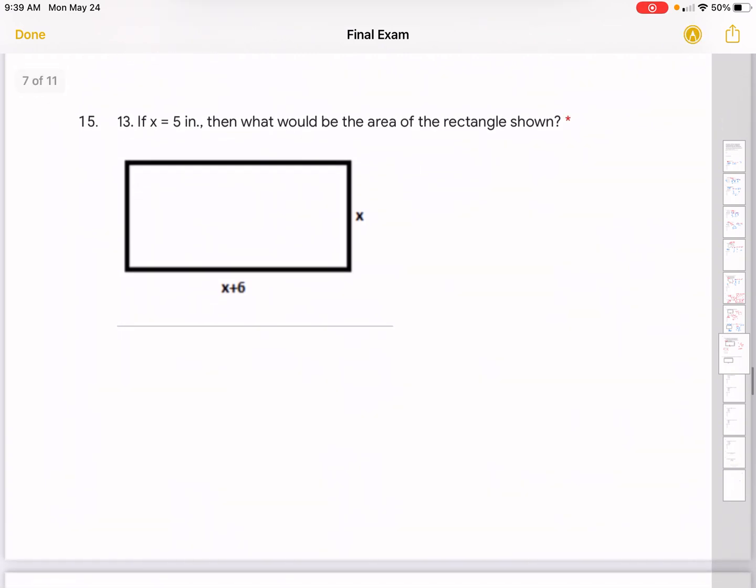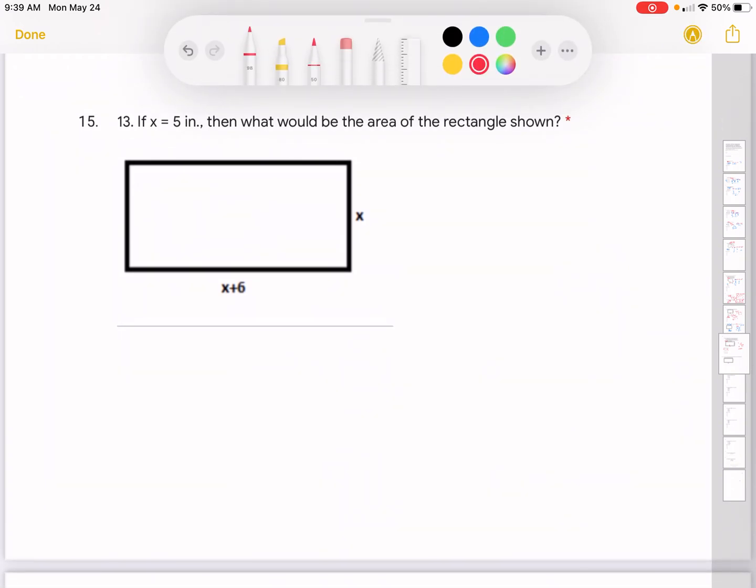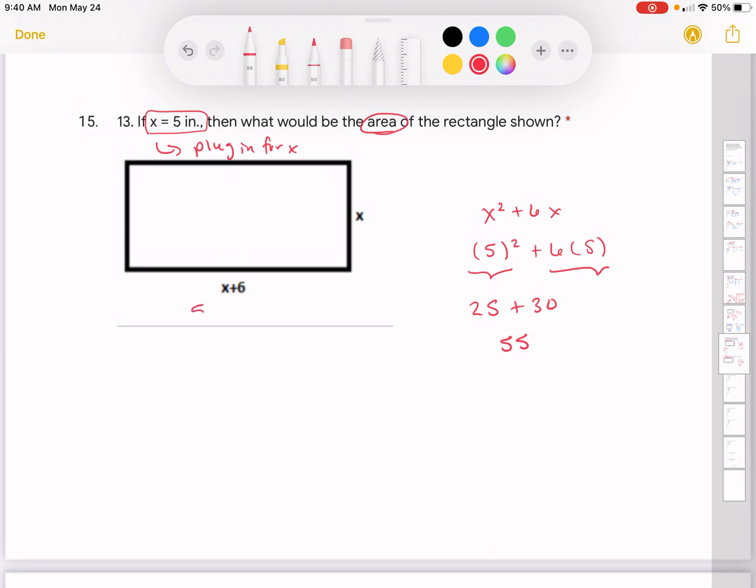The next problem is the same problem as the previous. So we already know our area is x squared plus 6x. And now we're going to plug in 5 inches to figure out the actual value. So we're going to plug in for x. So for anywhere I see an x, I'm going to plug in a 5. 5 squared is 25. And then 6 times 5 is 30. So this comes out to 55. And then we want to include units. So here it's inches, but since it's area, it would be inches squared.